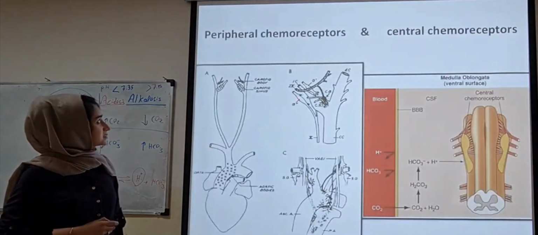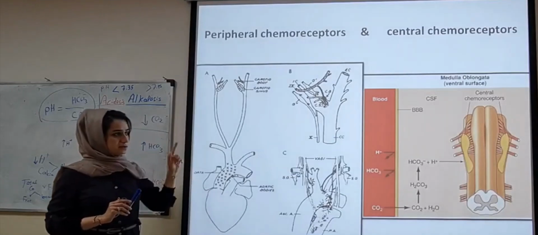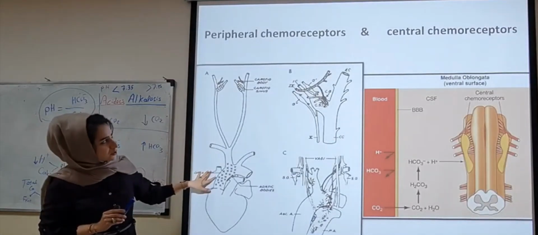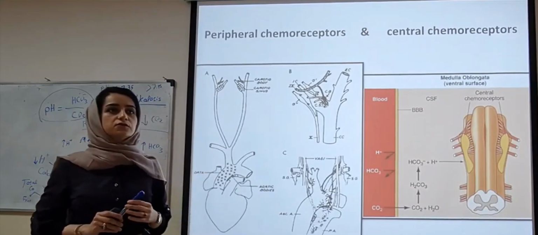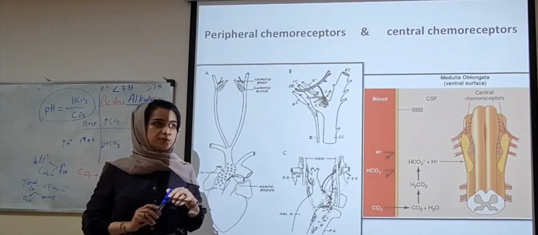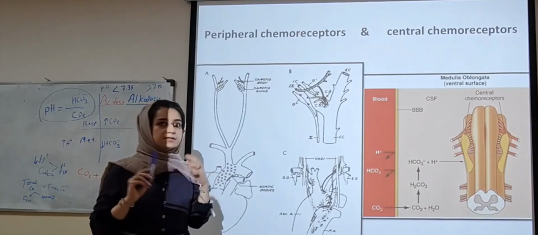Of course, central and peripheral chemoreceptors. The central chemoreceptors, or we can say the body, can sense a change in the CO2 of 0.3 kilopascal. Only a 0.3 kilopascal change in CO2 and the body senses it.